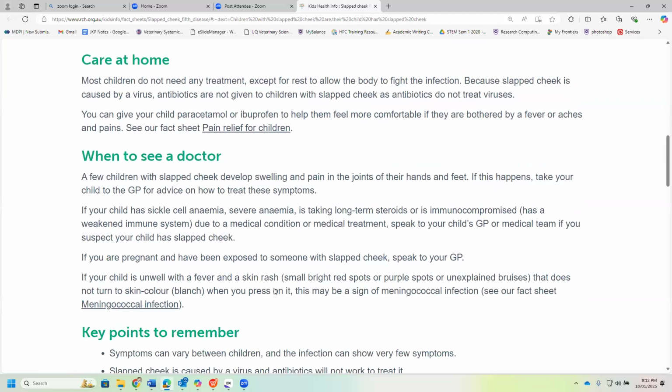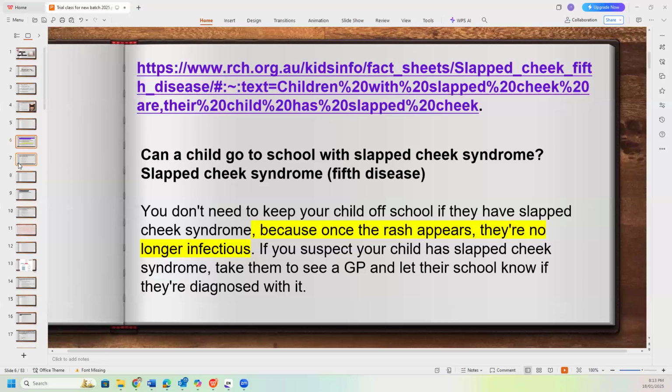When to see your doctor? If the rash is not disappearing when you press it, which is a non-blanching rash, if you have a maculopapular rash, that is red spots or purple spots or unexplained bruises, and a very high-grade fever in an irritable child, then you might suspect a meningococcal infection. Or if your child is immunocompromised, then you need to seek help from the doctor. Clear, guys? Do you have any questions here?